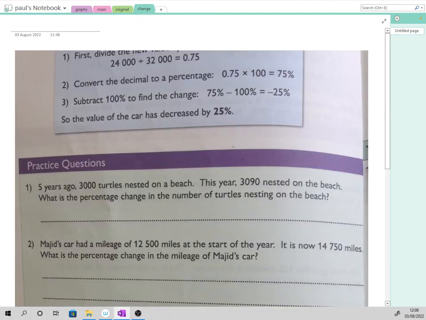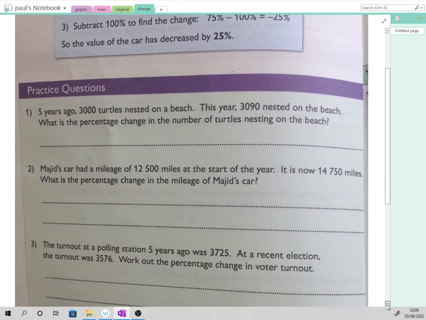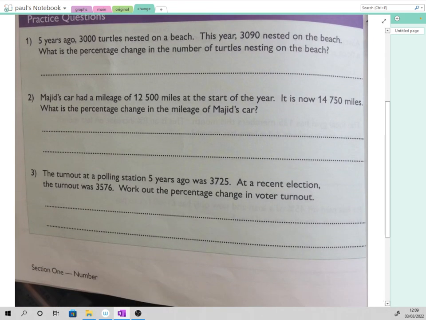Let's see what they've got for us. See how many questions. Don't forget, pause, have a go. There's only 3 questions. 5 years ago, 3,000 turtles nested on the beach. This year, 3,090 nested on the beach. What's the percentage change? Difference over the original. The difference is 90. The original is 3,000. Times that by 100. So 90 divided by 3,000 times 100 is 3%.